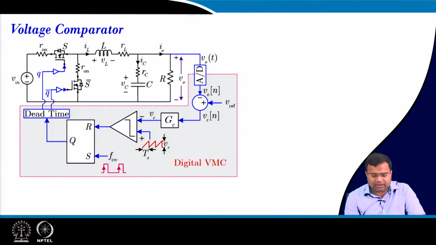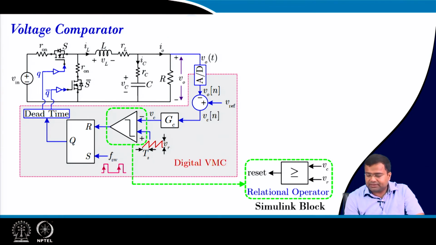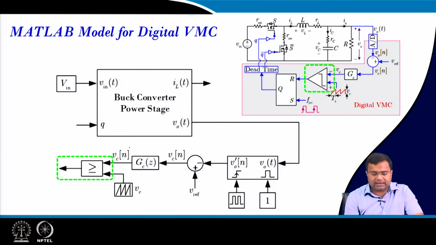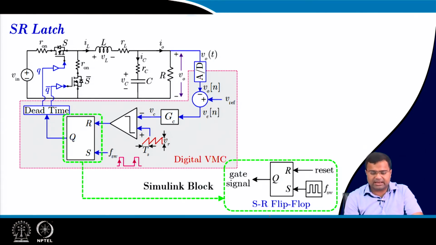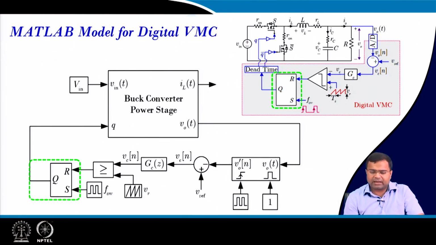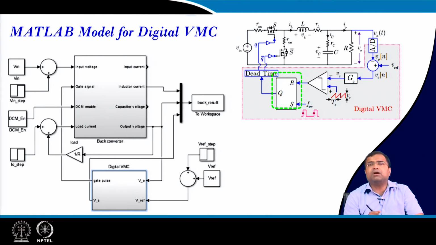Then after this block you have to use a comparator, and then we can use a latch circuit. That is the main pulse width modulation, trailing edge modulation block, and then you can actually use the overall buck converter model.